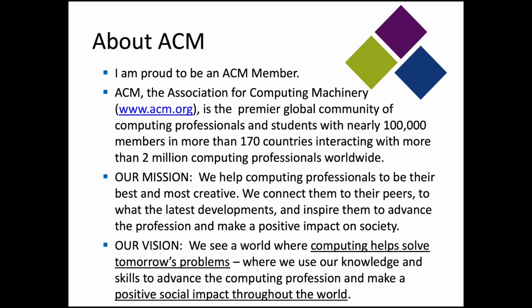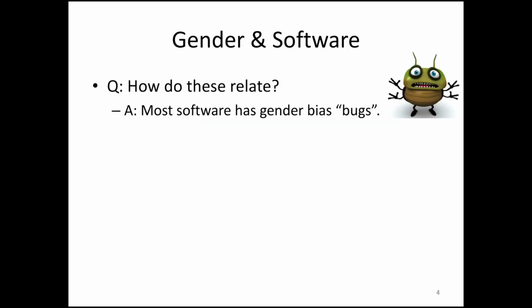But I've underlined the things that give me a great lead into our talk, because ACM sees a world where computing helps solve tomorrow's problems and where we can use our knowledge to make a positive social impact throughout the world. So let's think about positive social impacts and think about gender and software. So how do these relate?